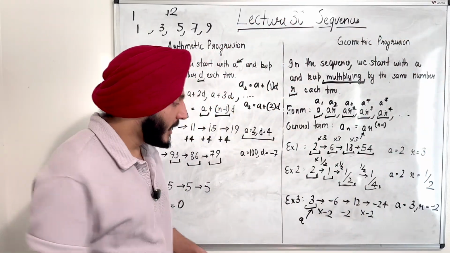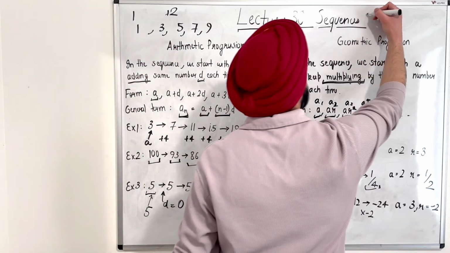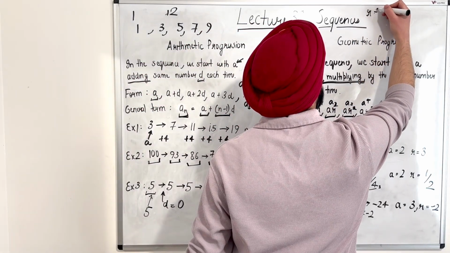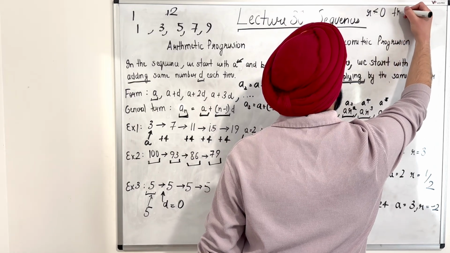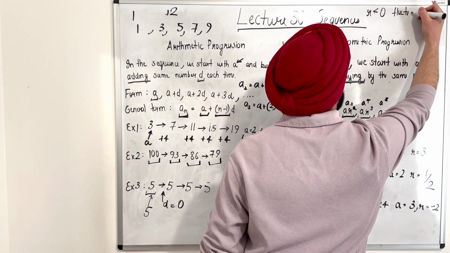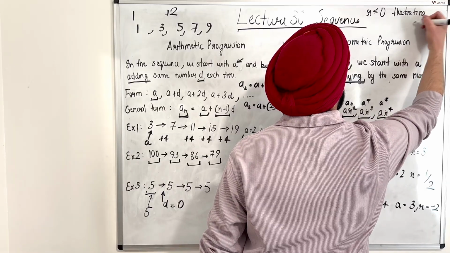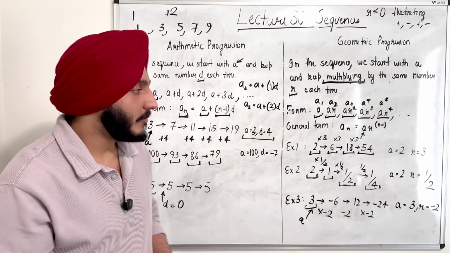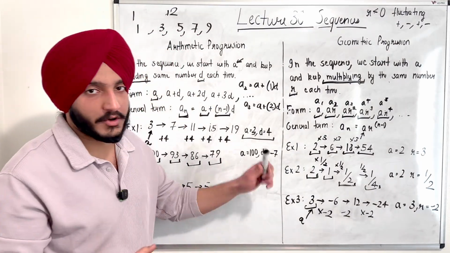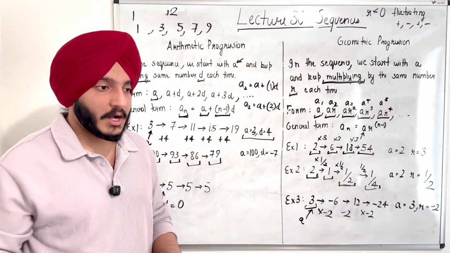So if you multiply by a negative value, R less than 0, then it keeps on fluctuating. Positive, negative, right? Okay, so this is the exact reason I wanted to show these examples, because you should keep that in mind.